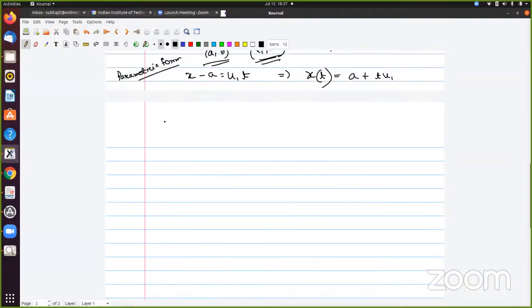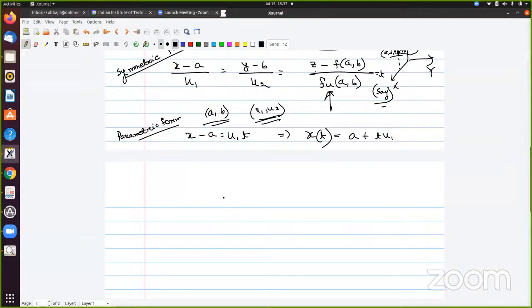Okay, parametric form. Similarly, what will be y(t)? y(t) will be b plus t u2. And what will be z(t)? z(t) will be f of a, b plus t times the directional derivative of f at (a, b) along u.